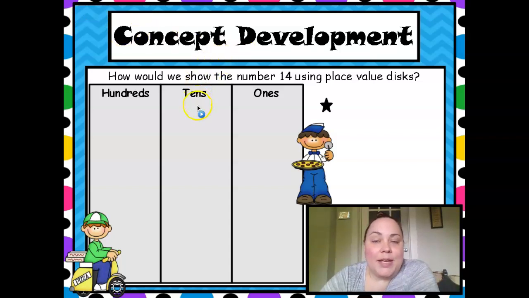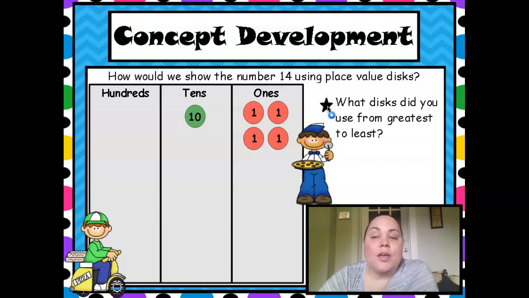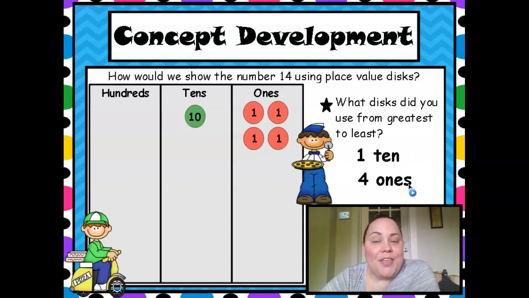So let's start with our tens place, and we're going to start counting at 10 and then go up until we get to 14. So we have 10, 11, 12, 13, 14. What discs did we use from greatest to least? So how many tens discs did we use? We used 1 ten. And how many ones discs did we use? We used 4 ones. We just wrote the number 14 in unit form. 1 ten, 4 ones is how we show 14 in unit form.